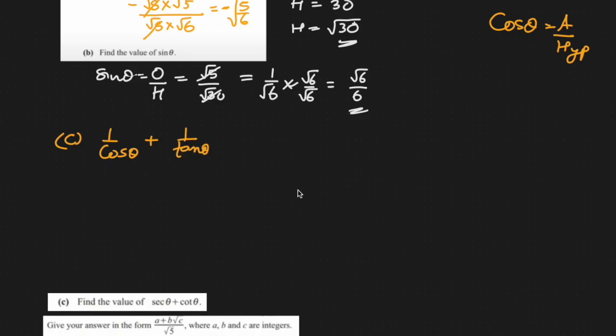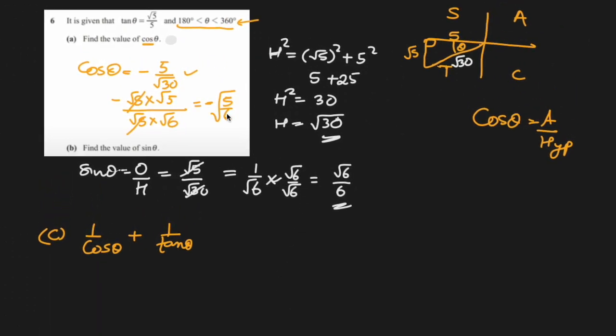So 1 over cos theta means the reciprocal of what we have here. Cos theta we got negative square root 5 over square root 6, and I should have written here also negative because cos is also negative in the third quadrant. So it will be minus square root 6 over 6. Okay. So 1 over cos theta will be square root 6 over 5, the reciprocal of minus square root 5 over 6, reciprocal of that.